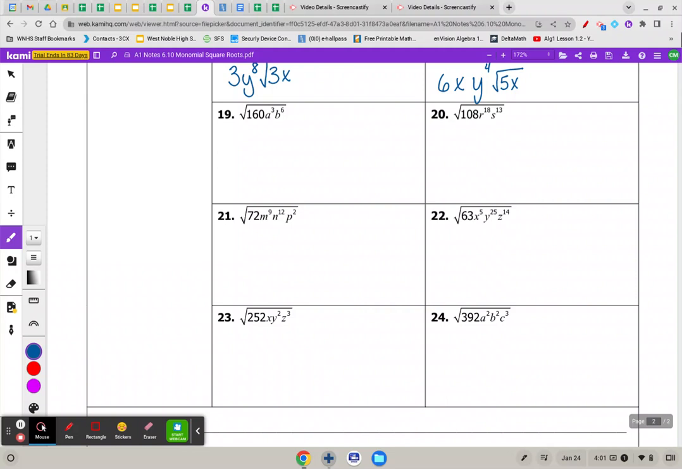Okay, hopefully you paused. Square root of 160 breaks down into square root of 16 and square root of 10. Divide my variables by 2, or sorry, not my variables, but my exponents by 2. So I get 4a b cubed times square root of 10a.